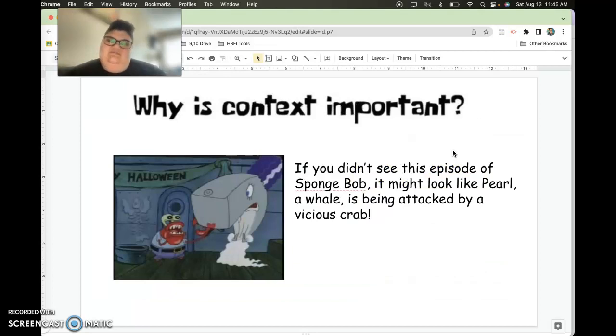Why is this context important? So some of you might have seen the SpongeBob episode, and just taking a look at it makes it look like Pearl, the whale, is being attacked by a vicious crab. However, if you have seen this episode of SpongeBob, you'll know that Pearl is actually Mr. Krabs' daughter, and Mr. Krabs was bobbing for apples and choked on an apple, and he's trying to get Pearl's attention for help.